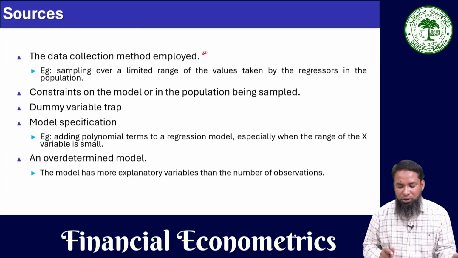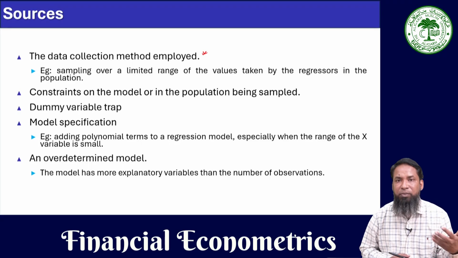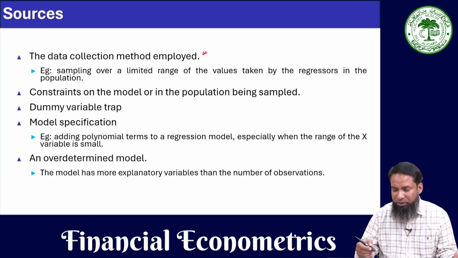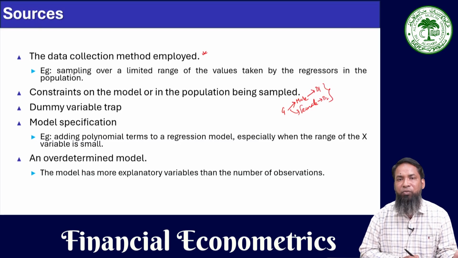Then constraints on the model or in the population being sampled. Or the dummy variable trap. In the dummy variable trap, let us say we have two categories. Let us say we have gender, so we have the two categories male and female, and to represent this we are taking dummies D1 and D2. In that case there will be a perfect collinearity problem, what we call the dummy variable trap.